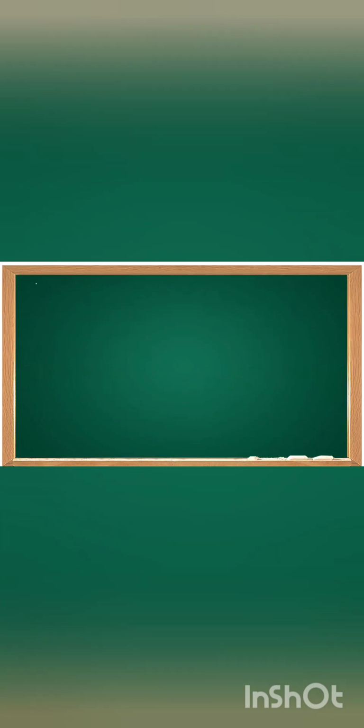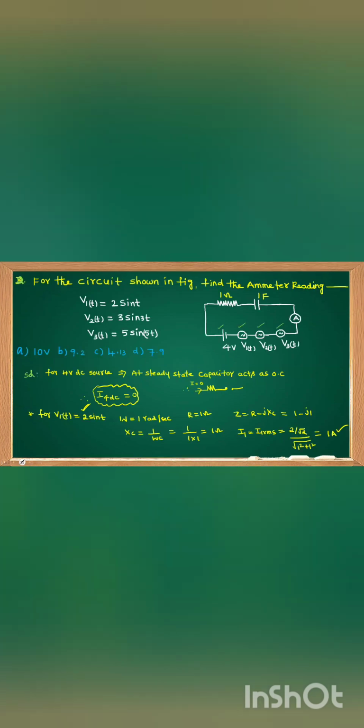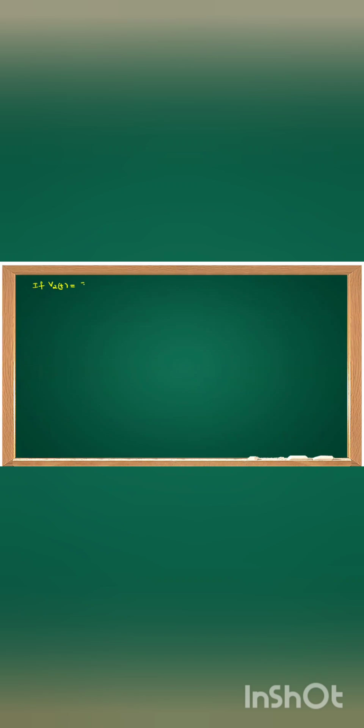If V2 is applied, what is V2 of t equal to? For each source separately I am calculating that. V2 of t equals 3 sin 3t. What is omega? 3 radian per second. Now, how to calculate XC? XC equals 1 by omega C. 1 by omega is 1 by 3, C is 1 farad, so it is 1 by 3. What is Z equal to? R minus jXC. R is 1 ohm, and XC is 1 by 3.